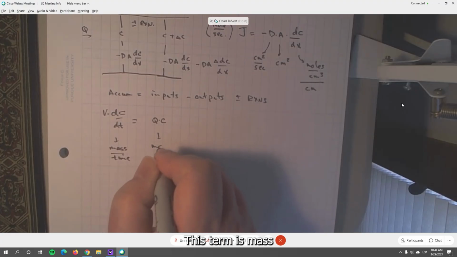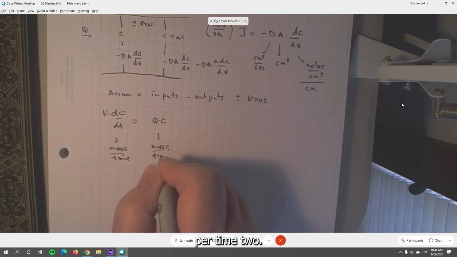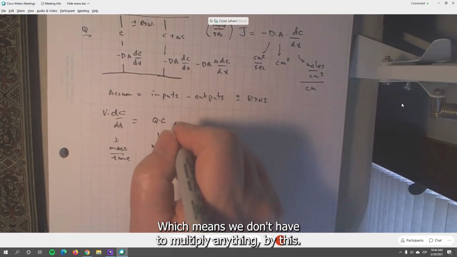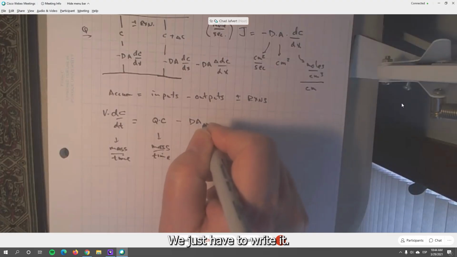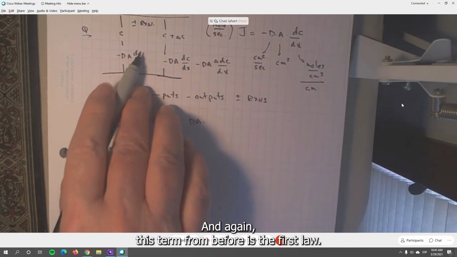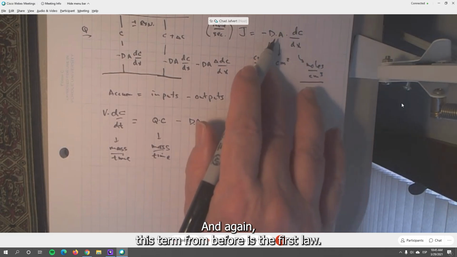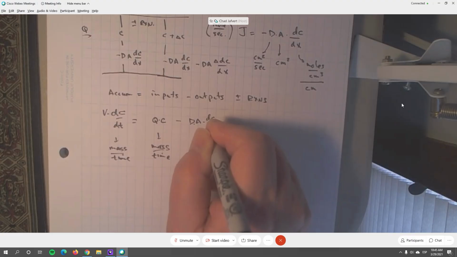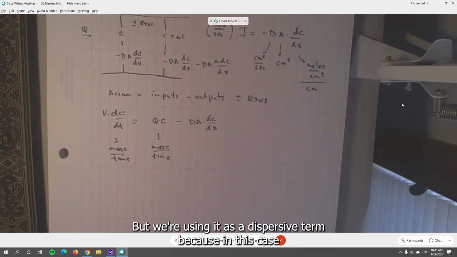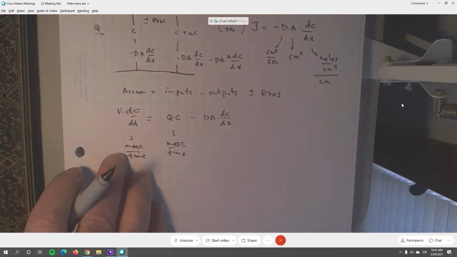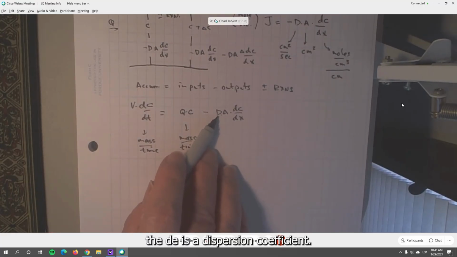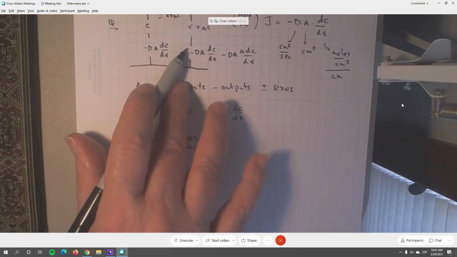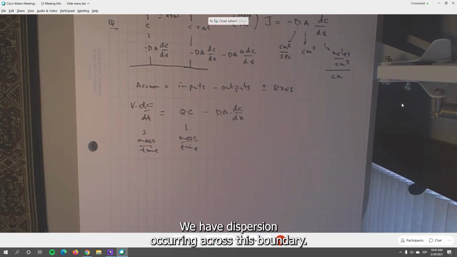This term is mass per time too, which means we don't have to multiply anything by this. We just have to write it. And again, this term from before is Fick's first law of diffusion, but we're using it as a dispersive term because in this case, D is a dispersion coefficient, okay? Because we've got dispersion occurring across this boundary.